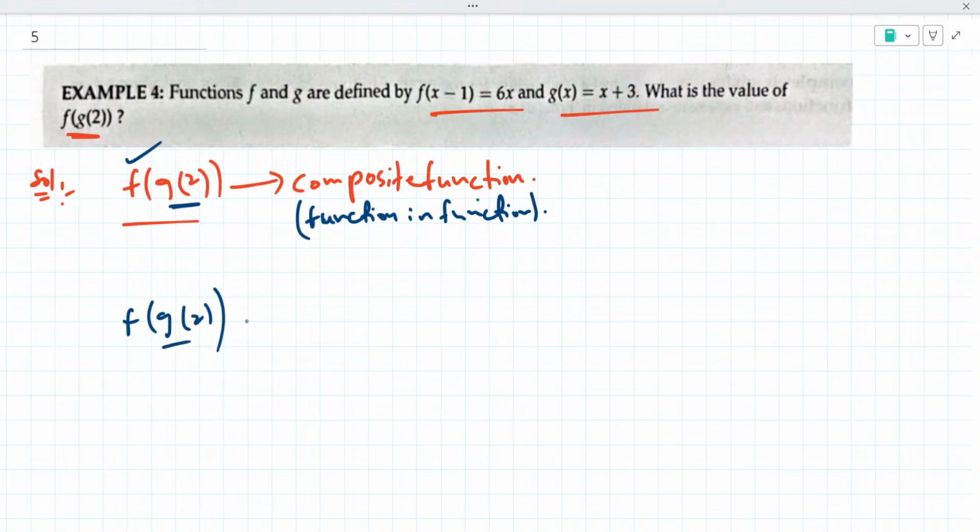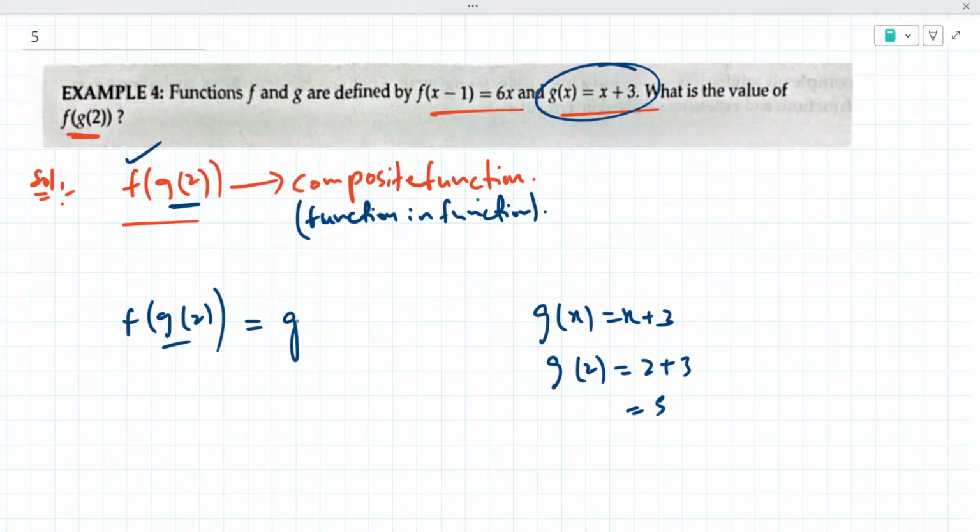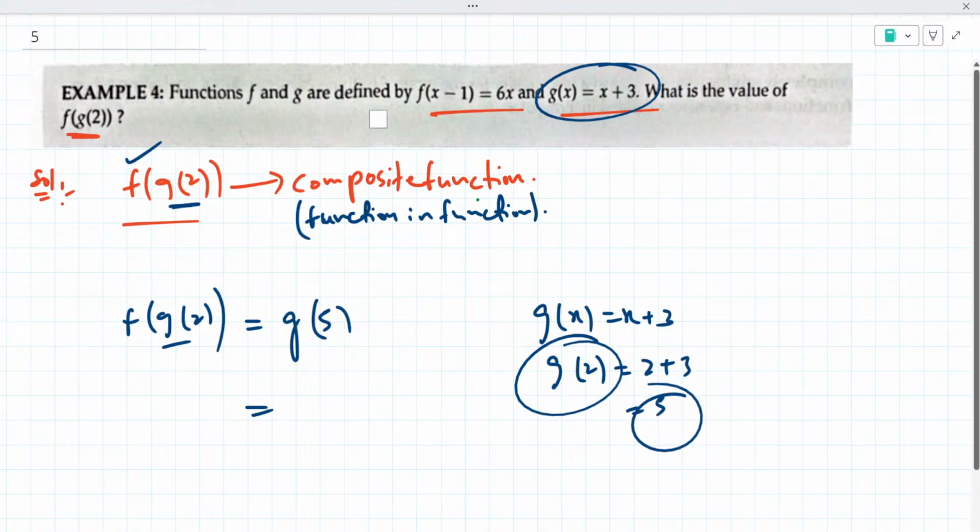So what is g of 2? Here you can see g of x equals x plus 3. Then g of 2 equals 2 plus 3, which is 5. So I'll write this as 5 in the place of g of 2. So what is f of 5? Now f of 5 equals, can you just try this and let me know what's the value of f of 5? I'll just wait.